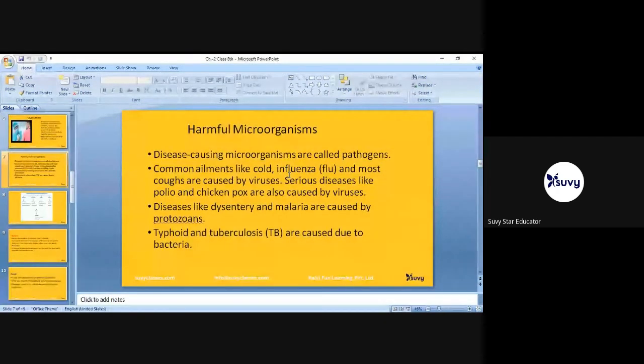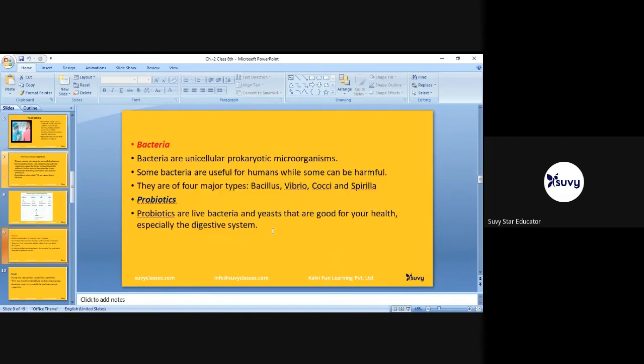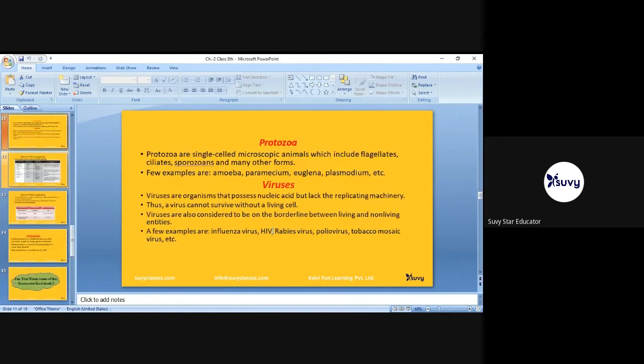Next was the harmful microorganisms, the microbes that cause diseases, which covers the pathogens. Next we discussed the classification of microorganisms, in which we covered bacteria, protozoa, algae, and fungi with examples. We also discussed the viruses, which are on the borderline of living and non-living. Then bacteria, their characteristics, probiotics, fungi, characteristics of fungi, characteristics of protozoa and viruses.